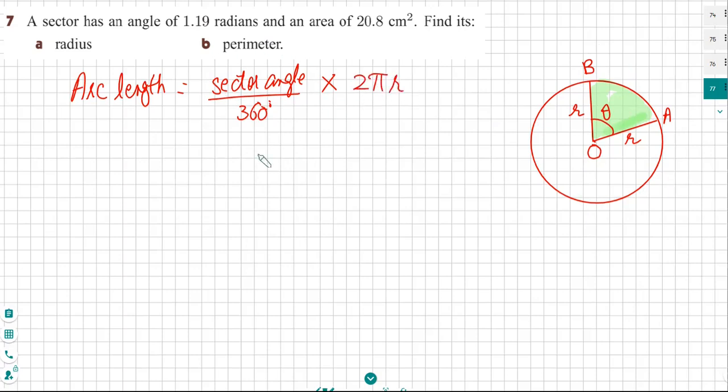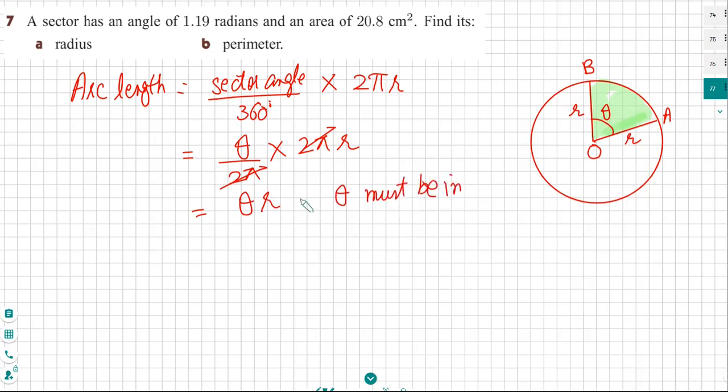And this is actually the part: sector angle over 360 degrees. Got it? For radians, it becomes sector angle theta over 2 pi, multiplied by 2 pi r. So you can cancel them out, and the arc length will be theta r. But theta must be in radians for this formula.